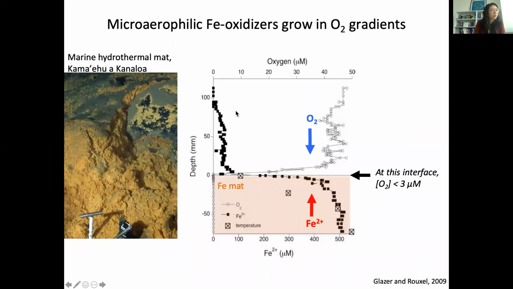So we, more precisely Brian Glazer, took a profile through the mat. And you can see right at the mat surface is where you see the consumption of iron and oxygen. So that's representative of the metabolism. And at the interface, the oxygen is at micromolar levels. And these are the microaerophiles adapted to living at low oxygen levels where they can compete with abiotic oxidation.